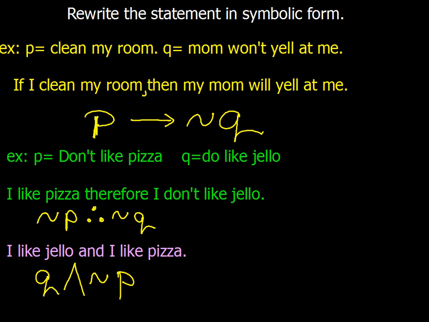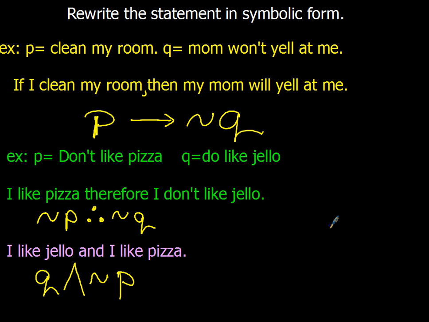We're going to practice using those symbols a little bit more, so rewriting the statement in symbolic form. So I've said that P is clean my room and Q is mom won't yell at me. So this statement is already given to us. If I clean my room, then my mom will yell at me. So the first part, if I clean my room, is exactly the same, so that's why I've written down P. The then is the arrow symbol. My mom will yell at me. That's the opposite of what was originally stated as Q. So we want to put squiggly Q because this part is the opposite of the original Q.